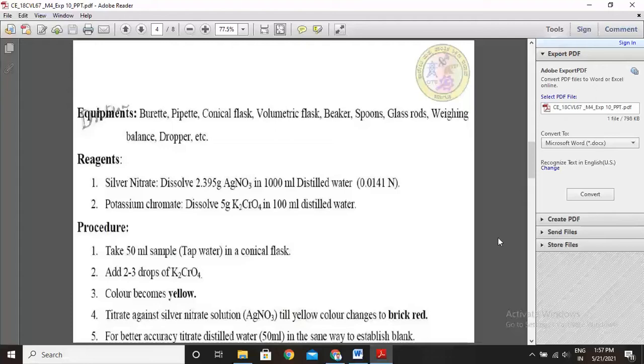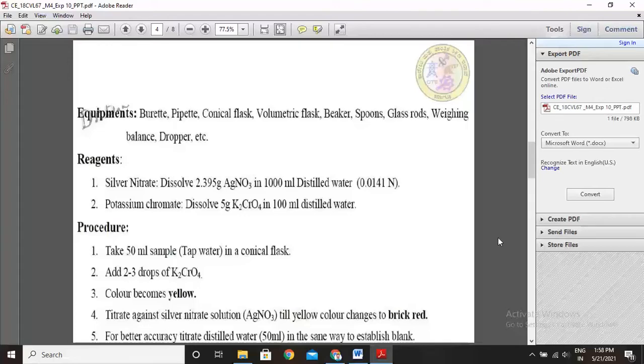Next solution we prepare is potassium chromate. How to prepare potassium chromate? Dissolve 5 gram potassium chromate in 100 ml double distilled water. So now we get the potassium chromate solution or reagent. After preparation of the reagents, now you start the experiment. That is the procedure.